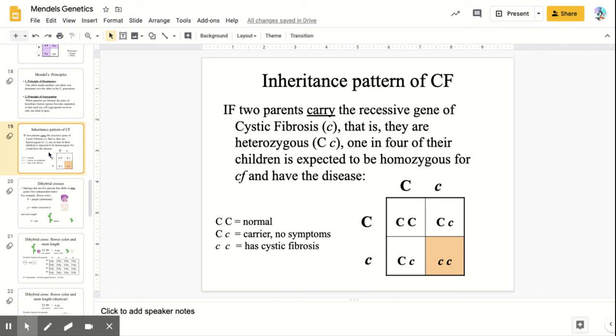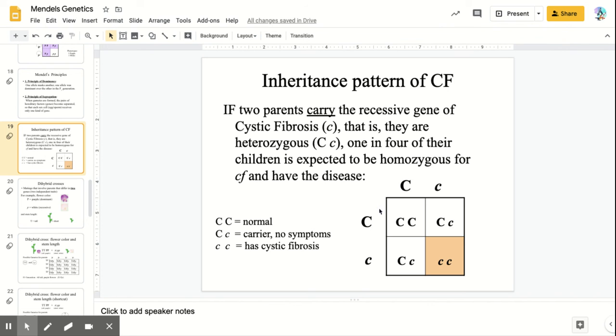So this is an inheritance pattern of cystic fibrosis. So this is just a little bit different because this is a recessive gene. So this is just a word problem that you'd have to read a little bit differently. So this is saying if 2 parents carry the recessive gene of cystic fibrosis, so they're both heterozygous, 1 in 4 is considered homozygous for the cystic fibrosis gene and has the disease.